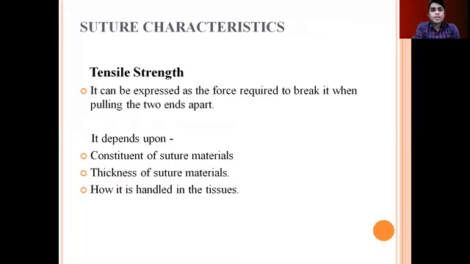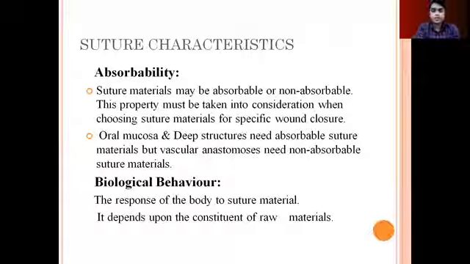Now, suture characteristics. I will be discussing three properties of sutures: tensile strength, absorbability, and biological behavior. Coming to tensile strength, it can be expressed as the force required to break it when pulling the two ends apart. It depends upon the constituent of suture materials, thickness, as well as how it is handled in the tissues.